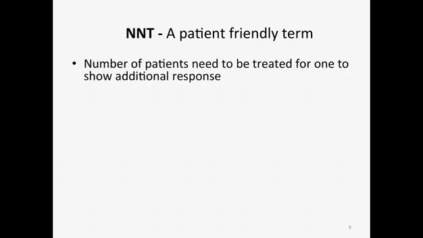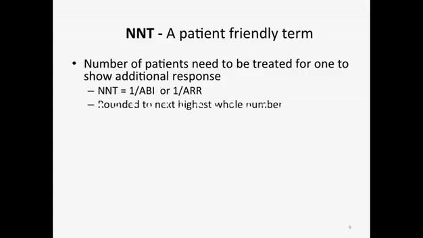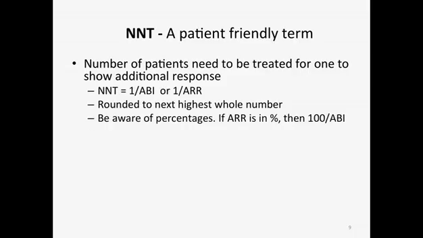Finally, let's see the term NNT. This is considered to be more useful for patients. NNT is the number of patients that need to be treated for one to show additional response. It's given by the inverse of ARR. As it is a number referring to number of people, it is generally rounded to the next highest whole number. One mistake I often see trainees doing when calculating NNT is ignoring the percentage sign and taking the inverse of the whole number. Remember, NNT can never be less than 1.